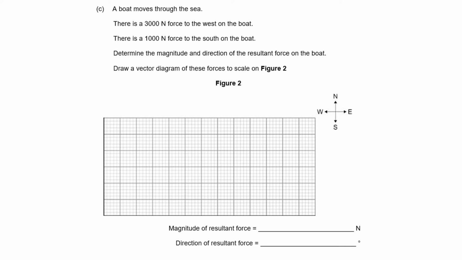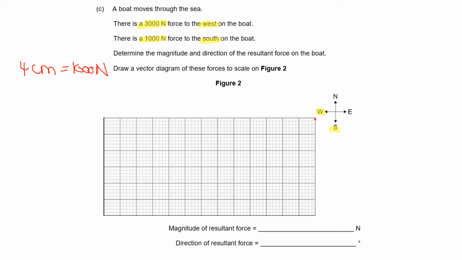Now let's have a look at the information we've actually got. So we know that there's a 3,000 Newton force to the west, and they're very handily given a compass in case we can't remember, and a 1,000 newton force to the south. So if I'm going to draw this diagram, I'm actually going to start up here in the top right hand corner. Now have a little look because we need to have a scale. So I've had a quick count and there are 6 squares going down and there's 13 across to the left. So I'm going to use a scale of 4 centimetres or 4 squares is equal to 1,000 newtons.